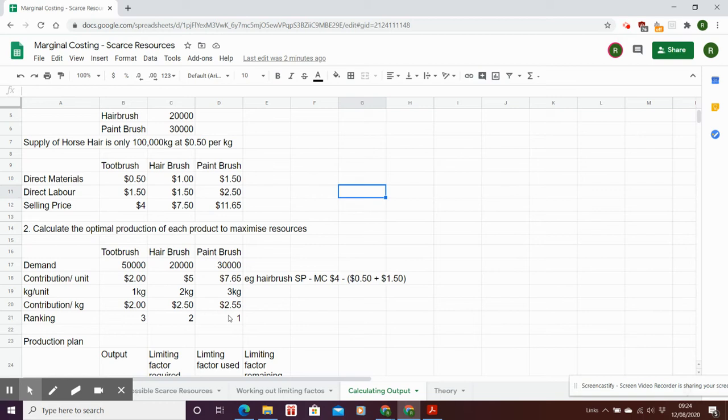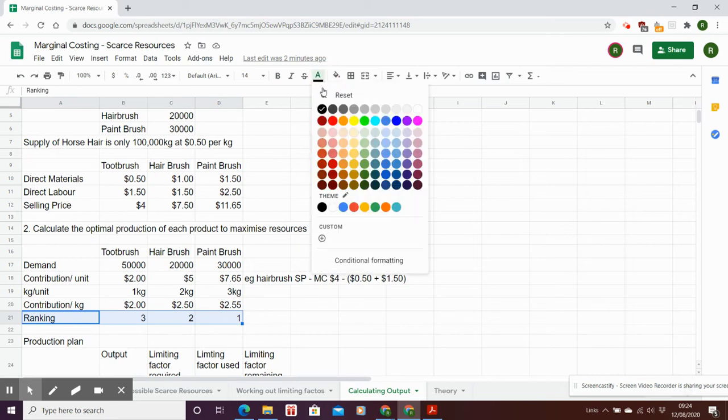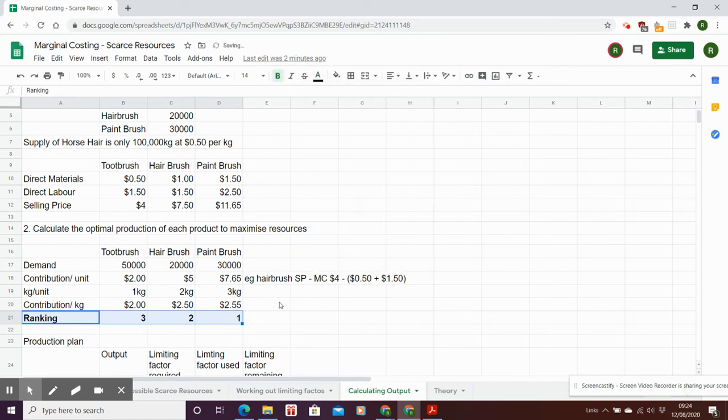And on the final stage, and this is quite important, we then rank our products in terms of profitability. So the best one for profitability here is the paintbrush. Second one is the hairbrush, and the last thing that we would produce would be toothbrushes.